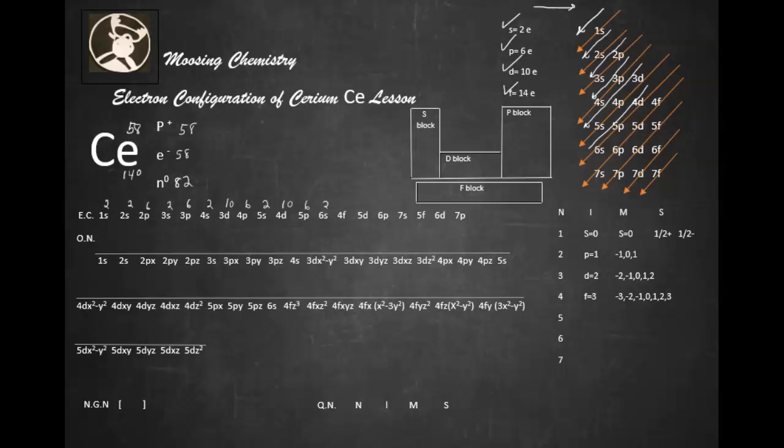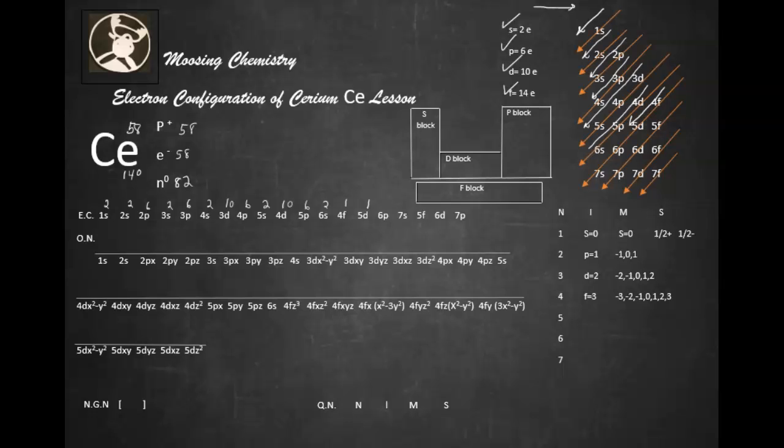Now, here's the cool thing. Now that cerium is in the f block, we have to recognize that, so we're going to go 4f1, 5d1, and that's going to be it. You count those up, we should be using 58 electrons.